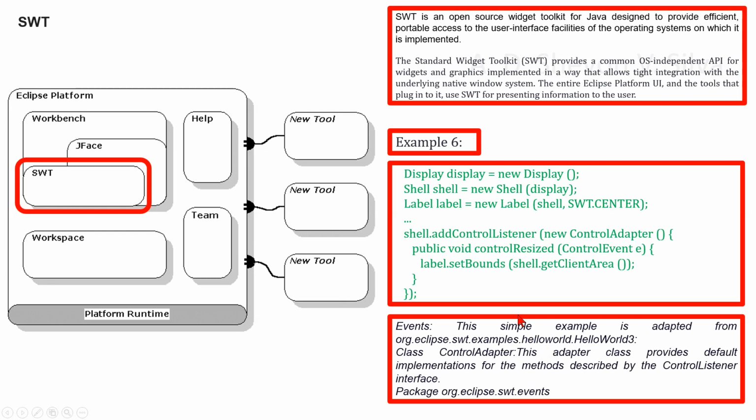Now we are considering events. This simple example is adapted from org.eclipse.swt.example.helloworld.helloworld3. The class ControlAdapter provides the default implementation for the methods described by the ControlListener interface. This is in the package org.eclipse.swt.events.